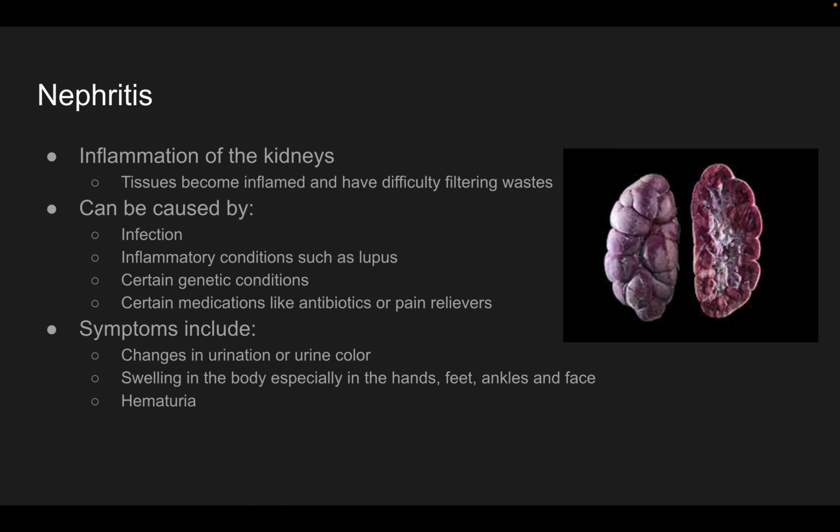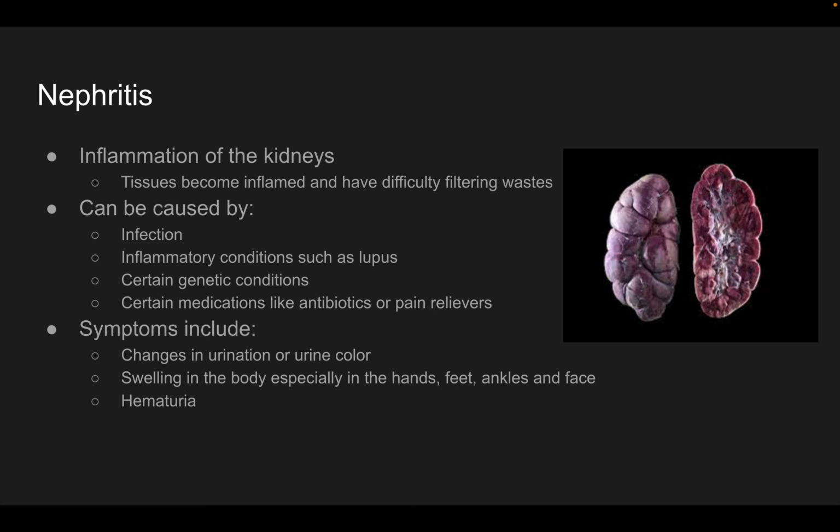Nephritis. Nephron, or think nephron is the filter within the kidney. But anytime you see that beginning, usually it means kidney. Itis is inflammation. So that's the technical definition there. Tissues become inflamed. Obviously, if they're inflamed, they're not going to be able to do their job.